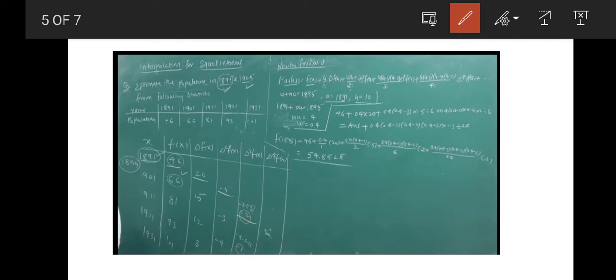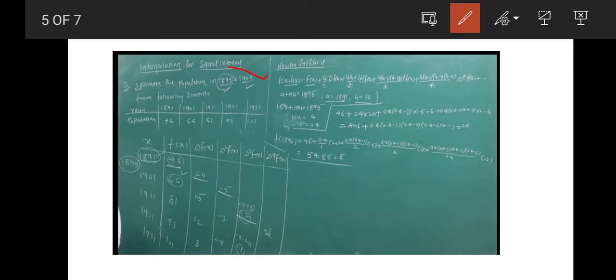Now we write Newton's forward formula. The Newton's forward formula is f(a + hu) equals f(a) plus u by 1 factorial delta f(a), plus u(u minus 1) upon 2 factorial delta square f(a), plus u(u minus 1)(u minus 2) delta cube f(a) divided by 3 factorial, plus u(u minus 1)(u minus 2)(u minus 3) upon 4 factorial into delta 4 f(a).